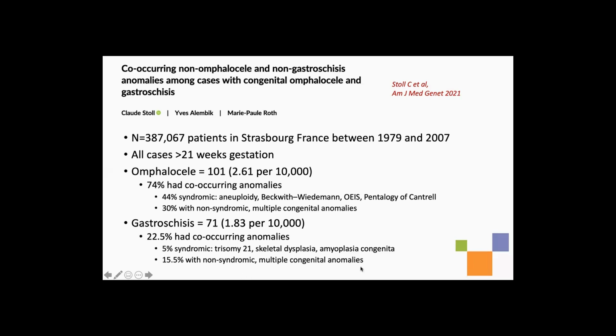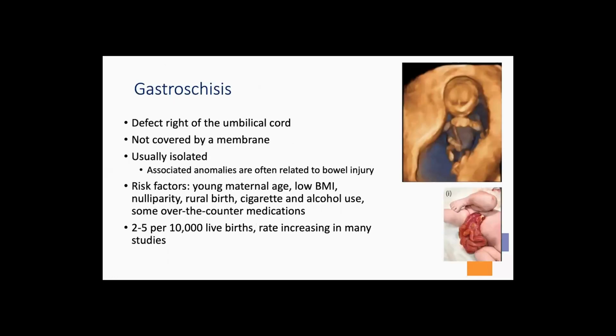15% had non-syndromic other congenital anomalies, and many of these are GI abnormalities that are likely secondary to the gastroschisis itself. So gastroschisis itself, again, is a defect that is to the right of the umbilical cord, not covered by a membrane, usually isolated. The risk factors include young maternal age, which is very strongly associated with gastroschisis. The odds ratio is in the range of 7 to 8, which is quite high.